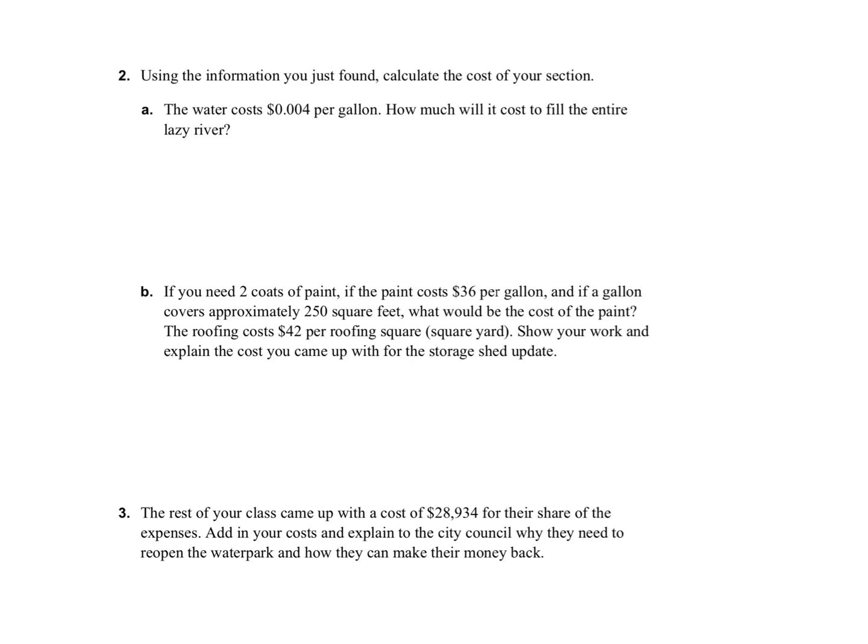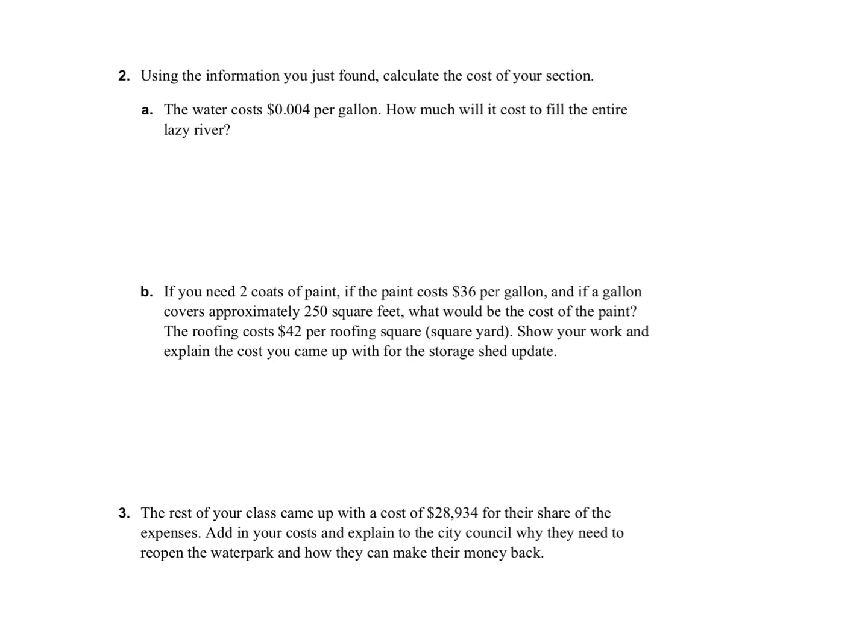Secondly, if you need 2 coats of paint, the paint costs $36 per gallon. If a gallon covers approximately 250 square feet, what would be the cost of paint? Again, you're going to take the areas of the sides, the roof front and back, and calculate that total area. You can double that and then divide by 250 to find the number of gallons needed, and then you can find the cost of paint. Remember, I told you that you'll have to figure the area of the roof.